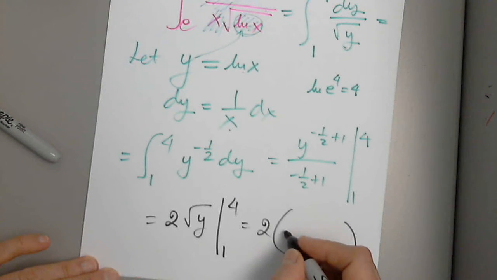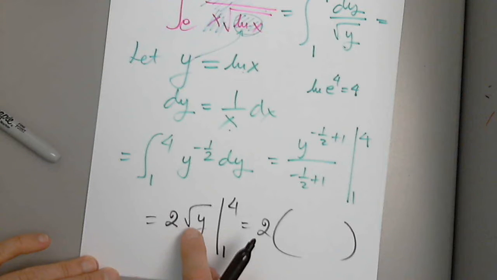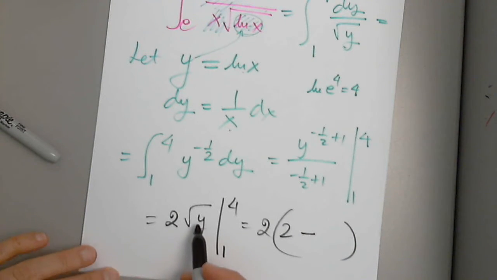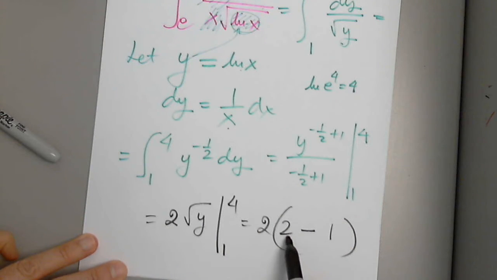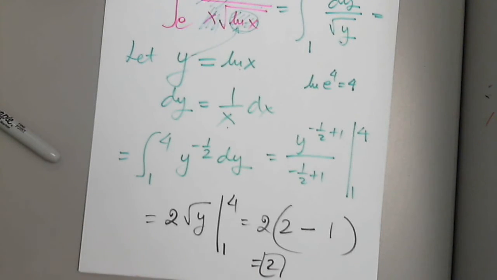Please plug in 4 and tell me what you get. 4. 2 minus, please plug in 1 and tell me what you get. Very good. How much is 2 minus 1? Times 2? 2. Very good. Would you like to choose more, or would you like me to choose more?